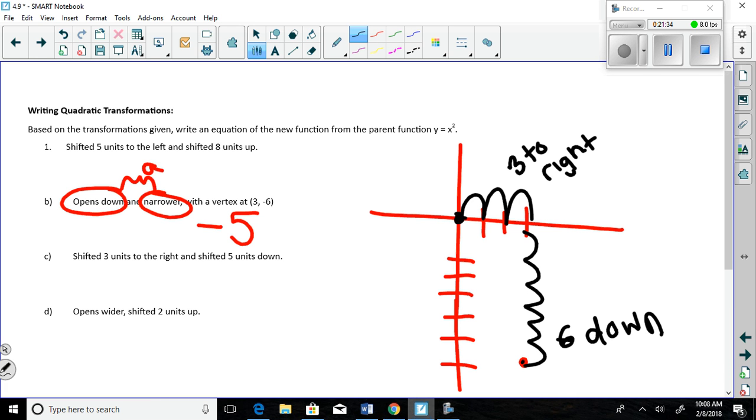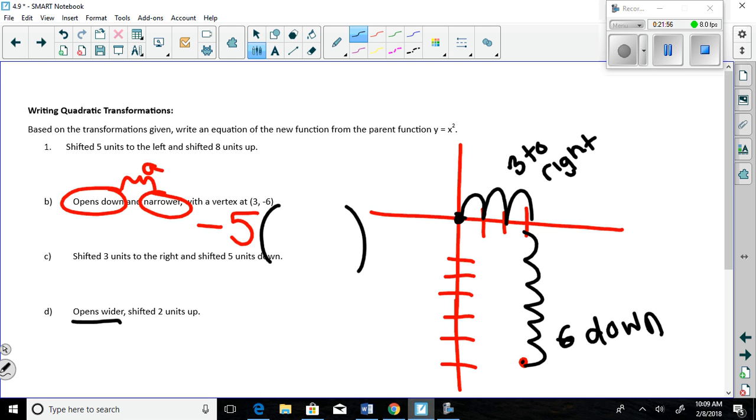Why do you put one? Because narrower means it's going to be a whole number, fraction means it's wider. So down here, when it says opens wider right here, what would you have? A fraction. Yeah. It doesn't matter what fraction. Just make sure you don't use 1 because 1 means it's doing nothing.